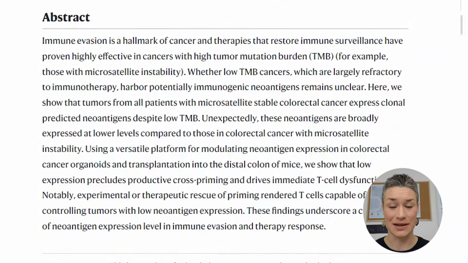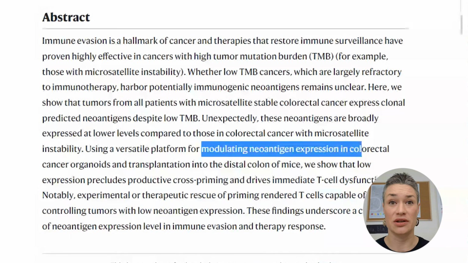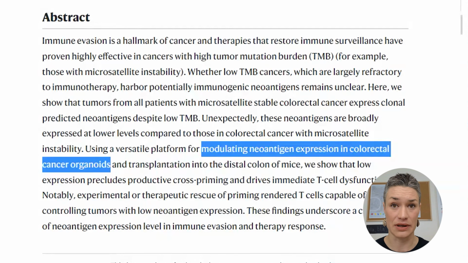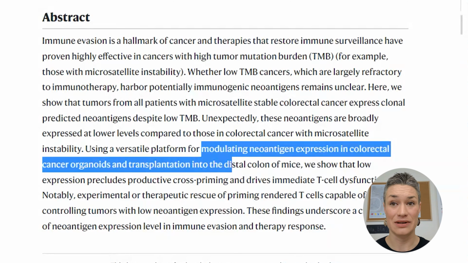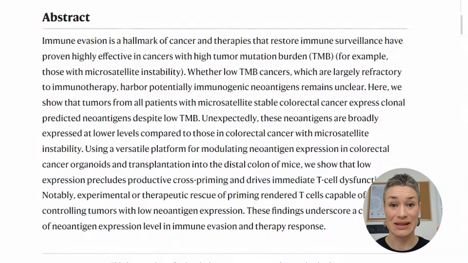So what they did here to investigate it, they modulated neoantigen expression in colorectal cancer organoids. These are cell cultures that you can later transplant into a living organism and let them grow as tumors and investigate them. And they transplanted them into the distal colon of mice. So it's a pretty complex experiment, but let us go into the image analysis part of this paper.